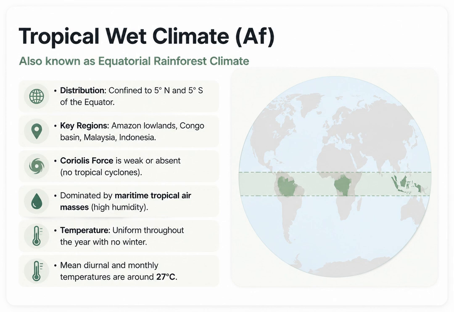Interestingly, because the Coriolis force is practically 0 right at the equator, you won't find any tropical cyclones forming here. The air is dominated by maritime tropical masses, meaning it is constantly humid. Temperatures are incredibly uniform, hovering around 27 degrees Celsius year-round. There is simply no winter.